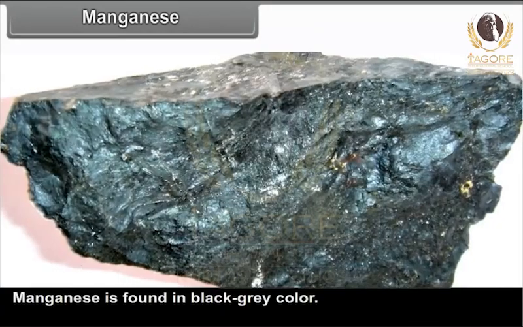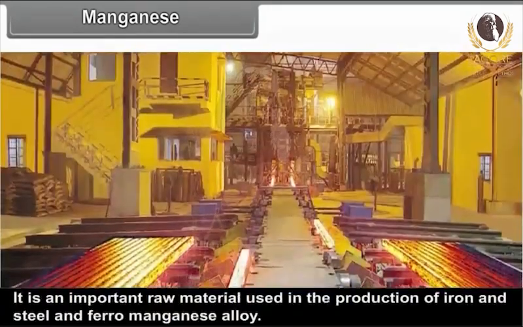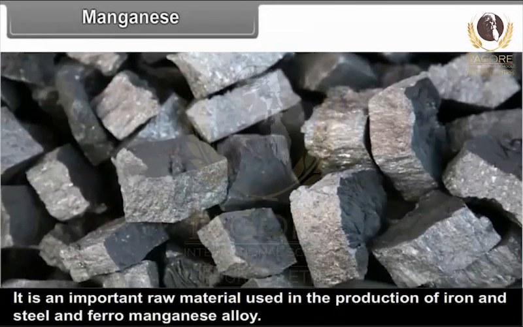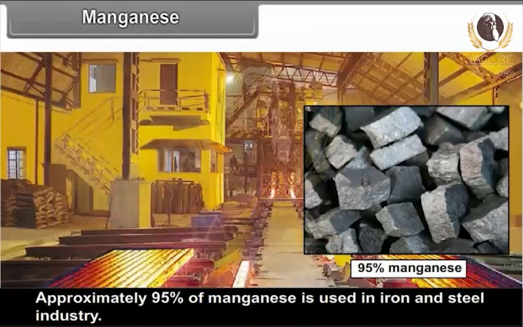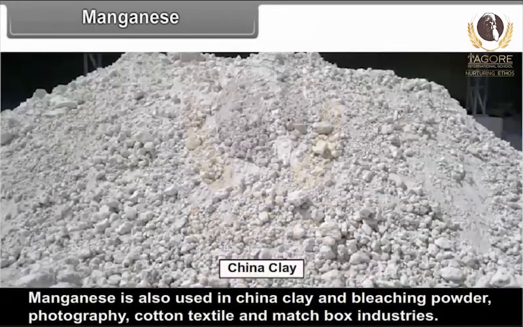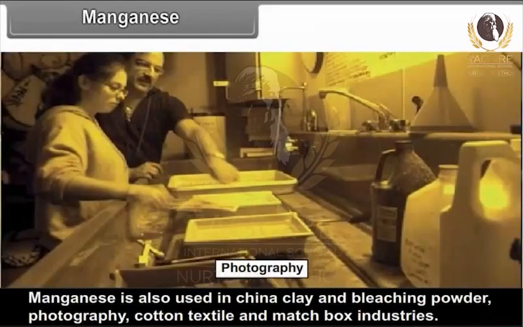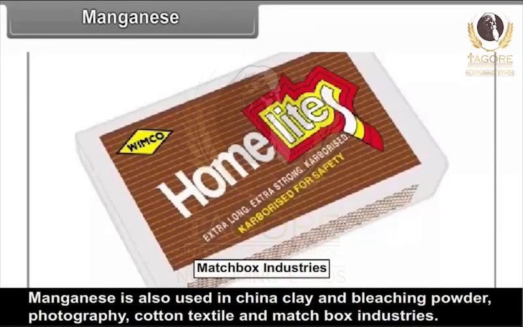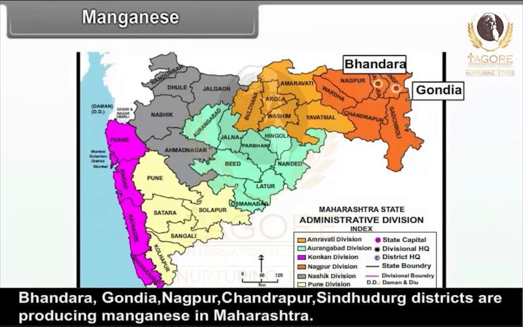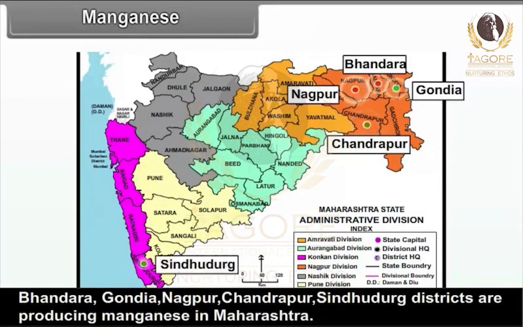Manganese. Manganese is found in black-grey color. It is an important raw material used in the production of iron and steel and ferro-manganese alloy. Approximately 95% of manganese is used in the iron and steel industry. 10 kilograms of manganese is used for the production of 1 ton of steel. Manganese is also used in china clay, bleaching powder, photography, cotton textile and matchbox industries. Maharashtra is a leading producer of manganese in India. Bhandara, Gondia, Nagpur, Chandrapur and Sindhudurg districts produce manganese in Maharashtra.